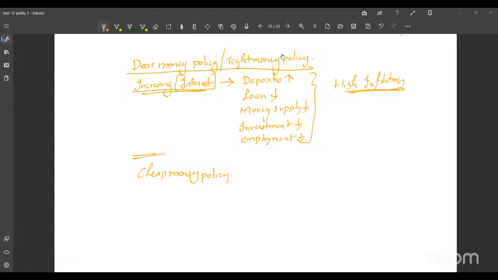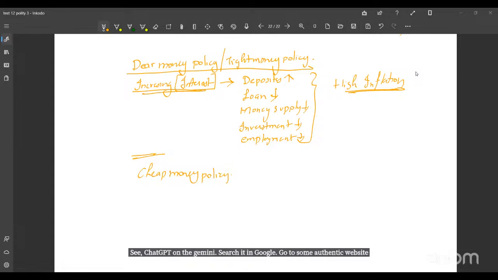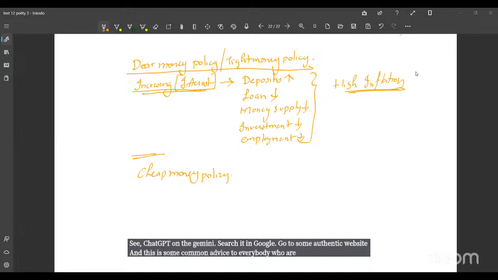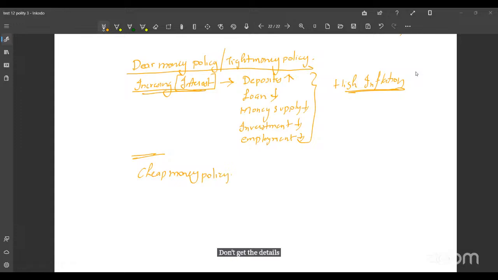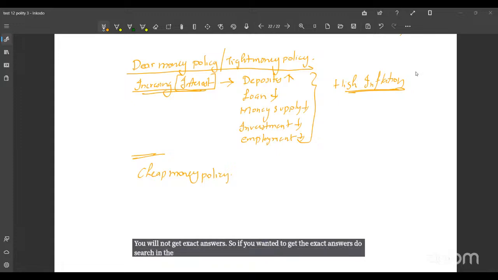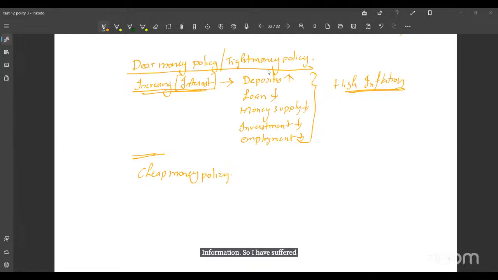See, some people searched in ChatGPT or Gemini. Search it in Google, go to some authentic website. This is a common advice to everybody who is preparing for UPSC: don't get the details from artificial intelligence. It's a large language model. It's still learning. You will not get exact answers. If you want exact answers, search in Google, go to an authentic website and read. If you get things directly from AI, many times it gives wrong information. I have suffered a lot due to AI. That's why I'm telling you.